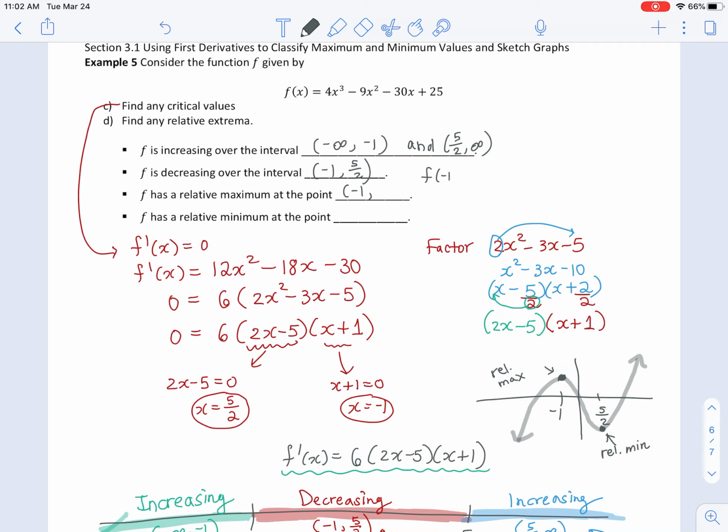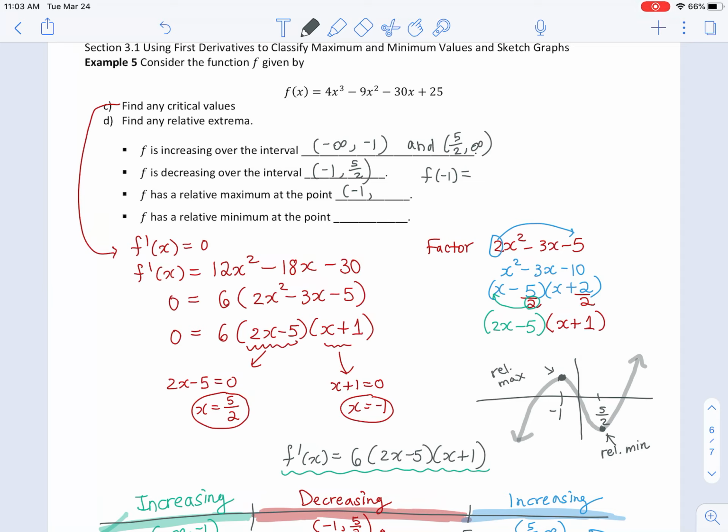f of negative 1 equals, now, you know, guys, I did this one earlier when I was recording all by myself, when no one was watching, because the video got lost. I'm just going to go ahead and look at my notes, because it's just you plugging negative 1 back into the original function, and you can try that. What was the value that I got?